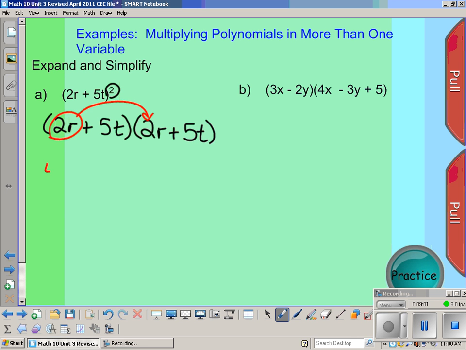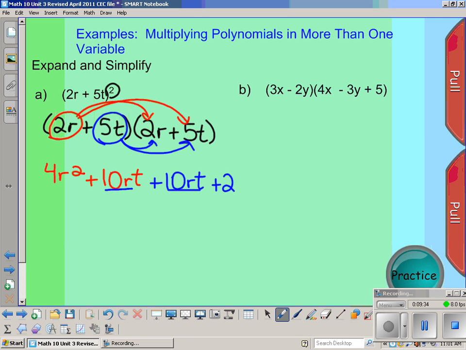2r times 2r will be 4r squared. 2r times 5t will be 10rt. Remember, we write them in alphabetical order so it's easier to find like terms. 5t times 2r is 10rt. Now some of you might write it as tr, which is perfectly fine. But if you write it in alphabetical order, we're going to recognize we have like terms. And then 5t times 5t is 25t squared.